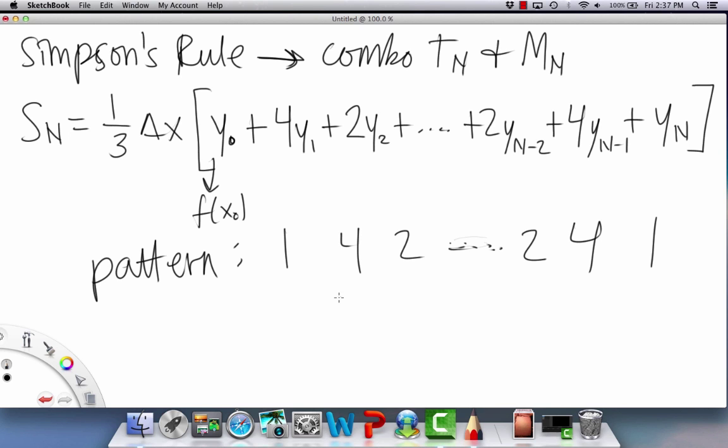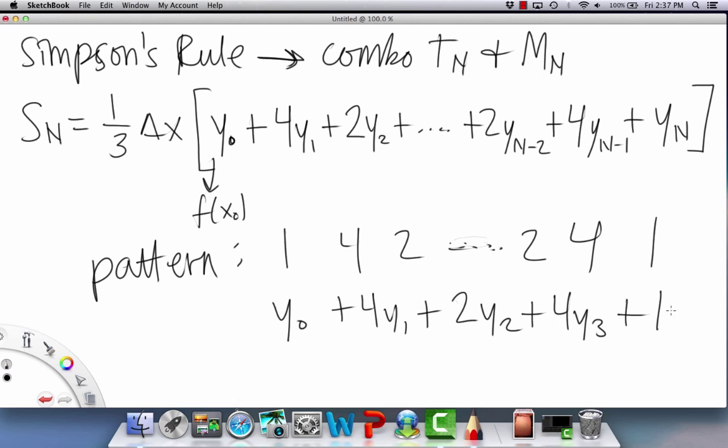Well, you can have 2 terms. Then you would just get rid of the 4s and 2s. But let's say you were to have 4 terms or something. Then you'll have your y naught, and then 4y1 plus 2y2 plus 4y3 and 1 y4. So that's what it would be if your n were 4. But that's the general concept.